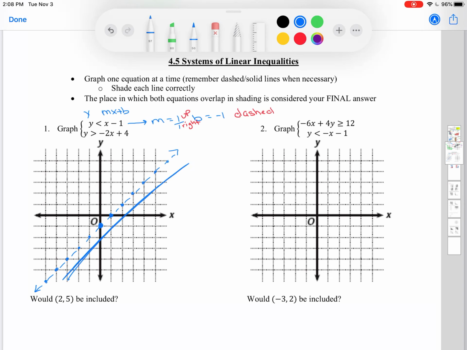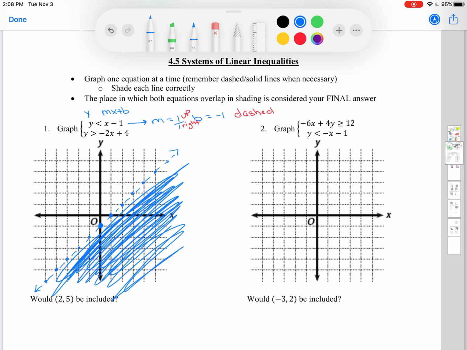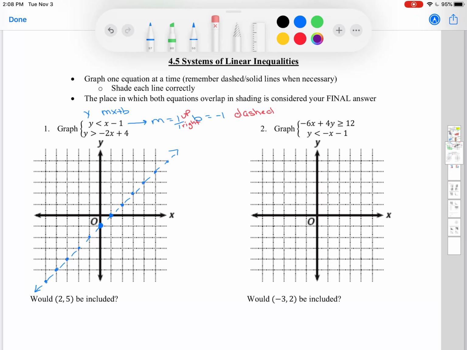And after the dashed line, I need to ask myself, well, is it solid? Or excuse me, is it shaded below the line or above the line? And this time it's telling me everything less than that function. So it's going to be everything below.